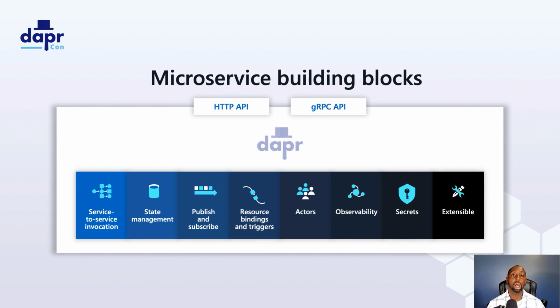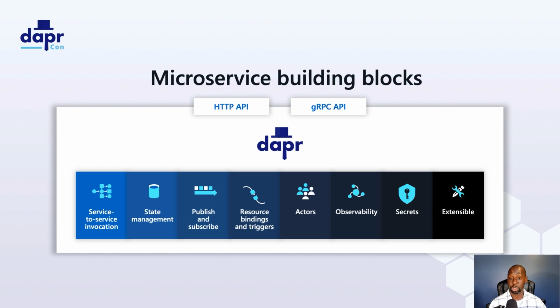Now, if you recall, I mentioned that Dapper provides us a set of abstractions. And the way it provides us these abstractions is through a concept called building blocks. Each building block provides a particular task or particular set of functionality that microservice developers might want to use. If you take a look at the slide, you can see here that we have building blocks that represent things like service-to-service invocation or service discovery.